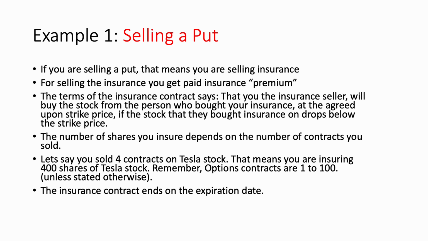2 contracts is 200 shares. You sold 4 contracts, you're securing the price at the strike price for 400 shares of stock until the expiration date, and in exchange, you get paid money called premium. And the amount of premium you get really depends on how far into the future the contract will expire. The further into the future, there's more uncertainty, hence you get more premium.